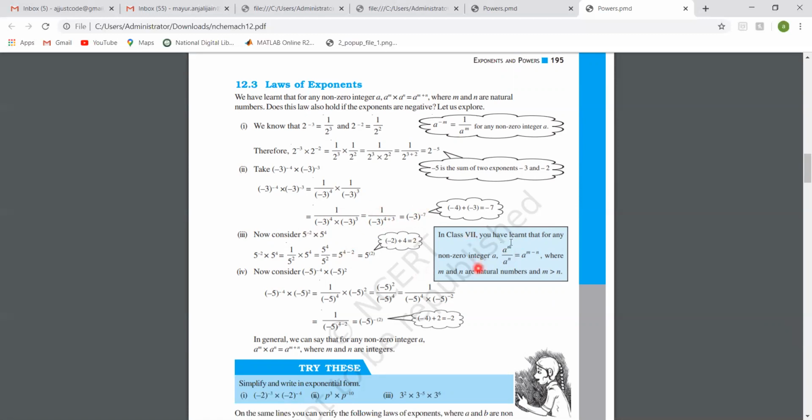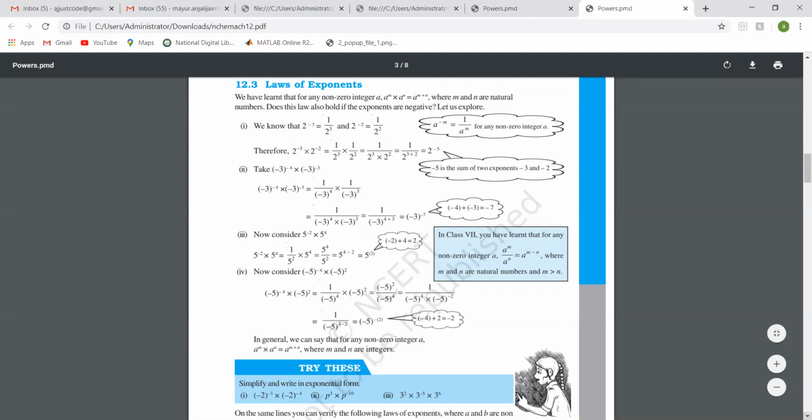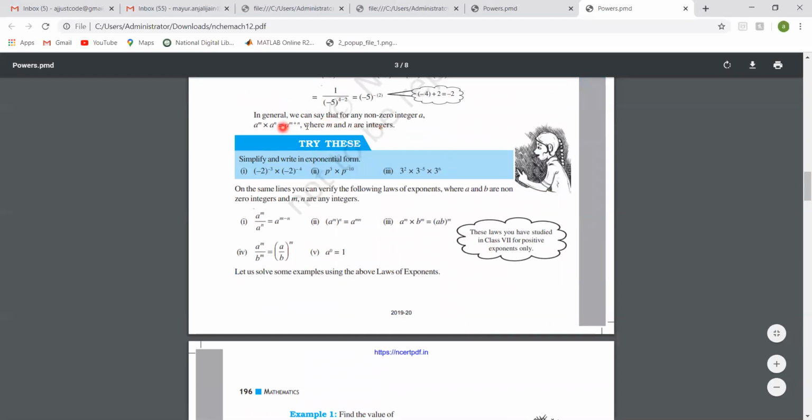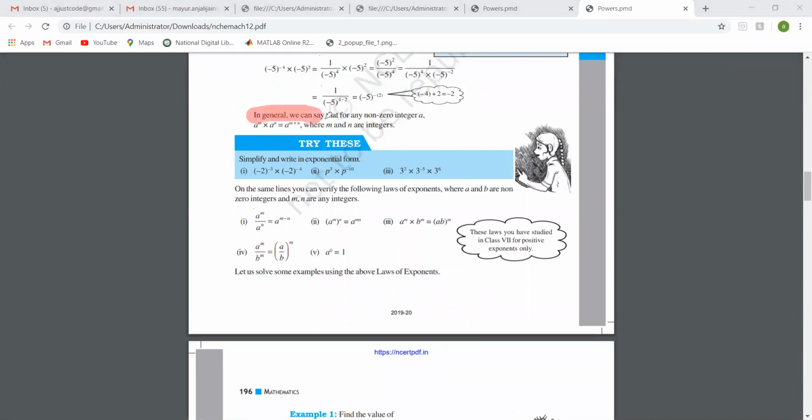When the bases are the same and the numbers are given in division, I can write them as a raised to the power m minus n, where m and n are natural numbers and m is greater than n. So in general, see here your first law of exponents: for any non-zero integer a, a raised to the power m into a raised to the power n is equal to a raised to the power m plus n, where m and n are integers. So this is your first law.